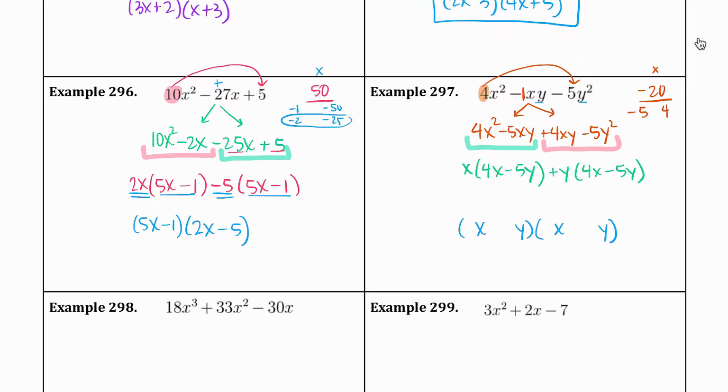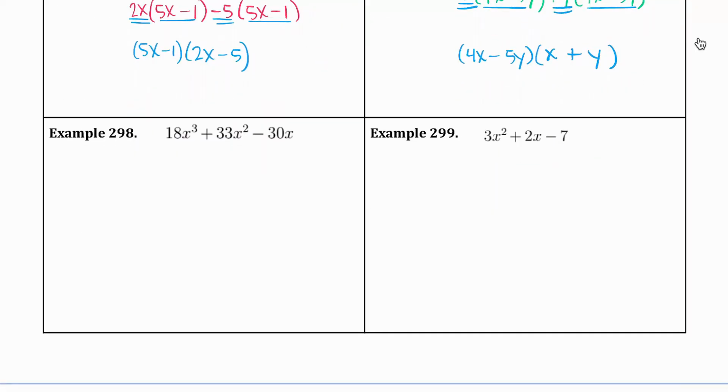So notice here, you can kind of see how it ended up. Let me erase this real quick. We have 4x minus 5y as our binomial common factor. I'm going to take that out, 4x minus 5y. When we do that, I'm left with x plus y as my other binomial factor. So it doesn't matter if it has multiple variables in there, we still do the same way.